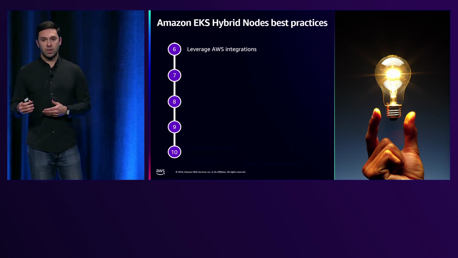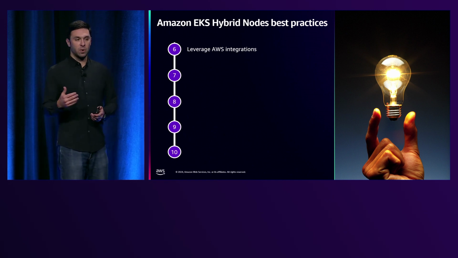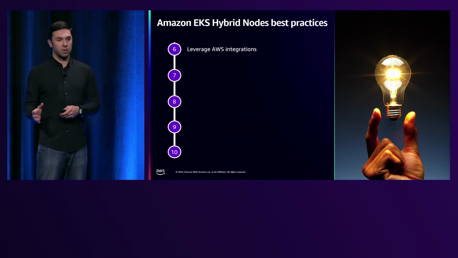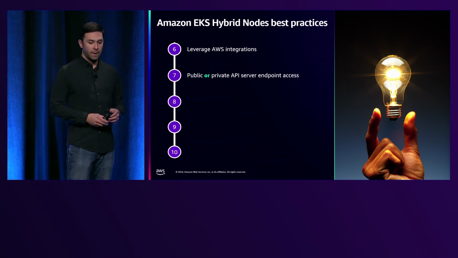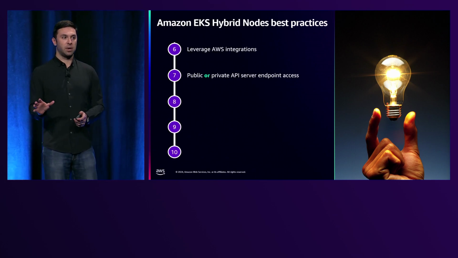We want you to use the things that we have a very big test matrix going internally for, and we want to support you with the integrations with AWS services. And this is really the best way to bring your on-prem estate more in line with how you're doing things in the cloud. This one here refers to the EKS cluster's Kubernetes API endpoint.